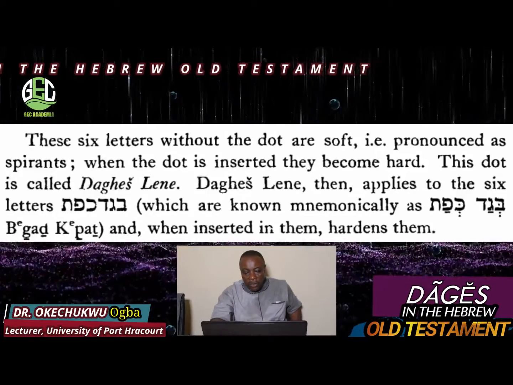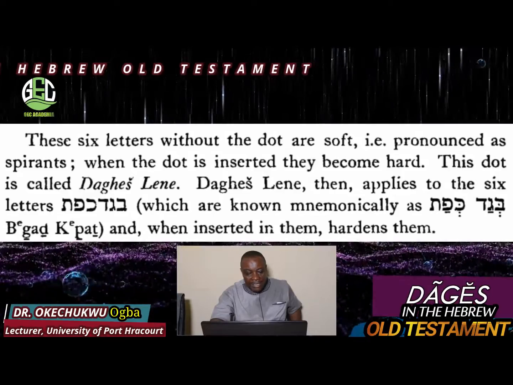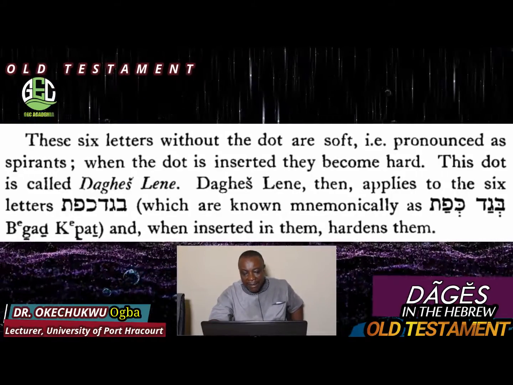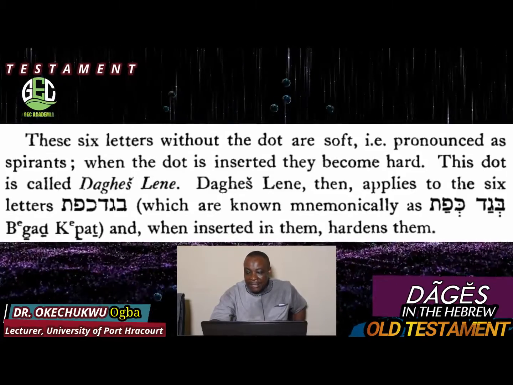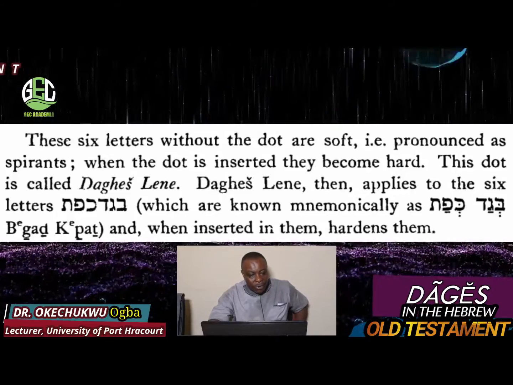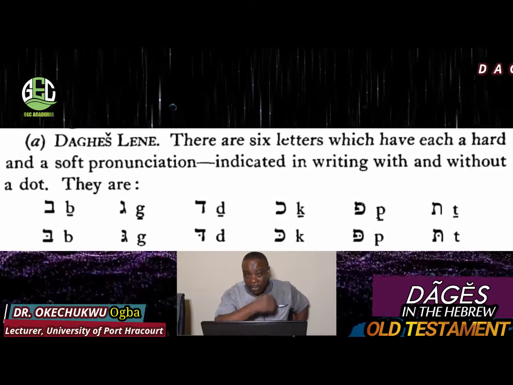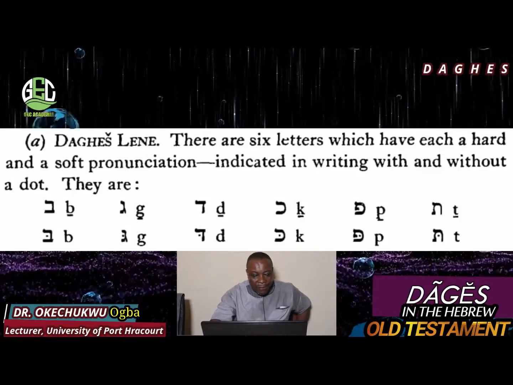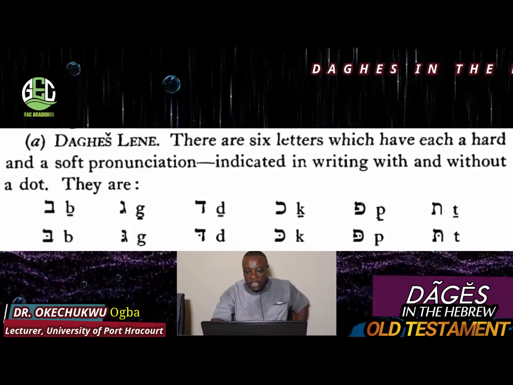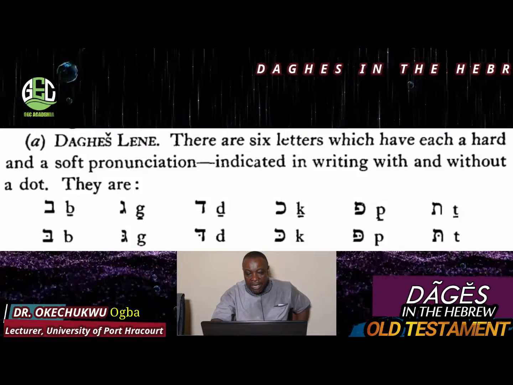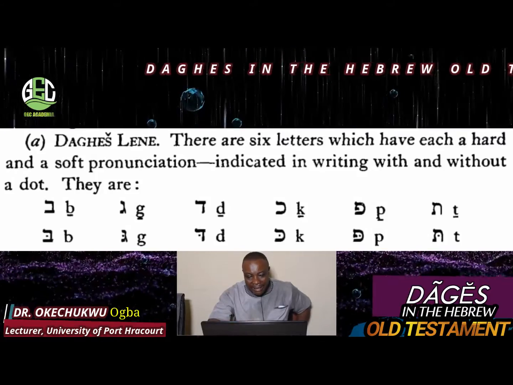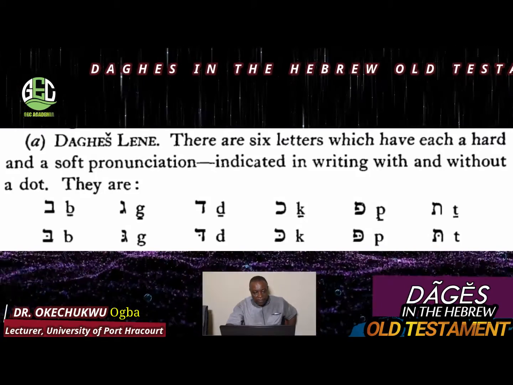So this dot is what we call dagesh lene. Dagesh lene applies to the 6 letters B, G, D, K, P, T. Some people will pronounce them as Bogat Kafat letters, but let's concern ourselves with B, G, D, K, P, T. And we said when the dot is inserted, it makes them hard.